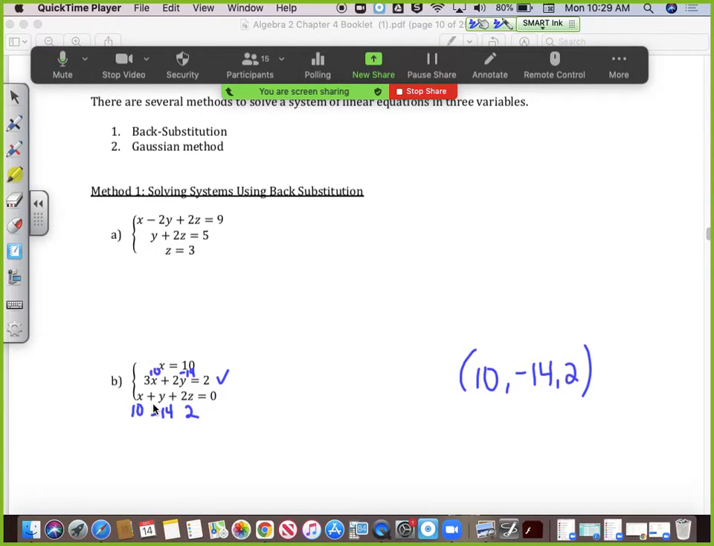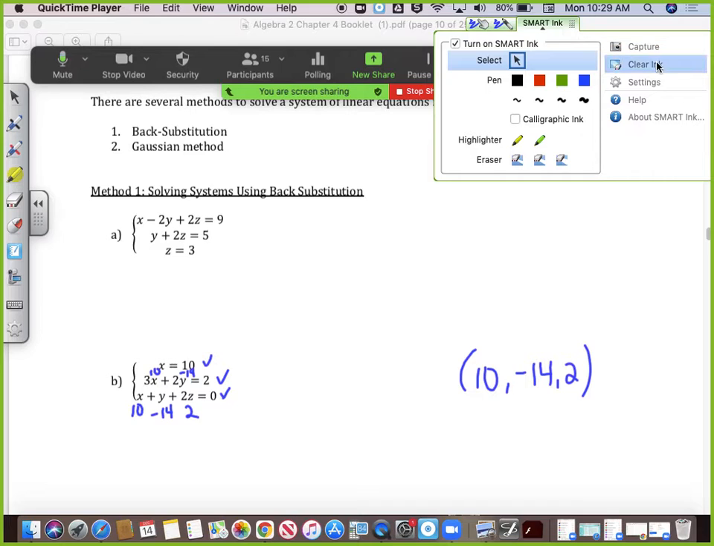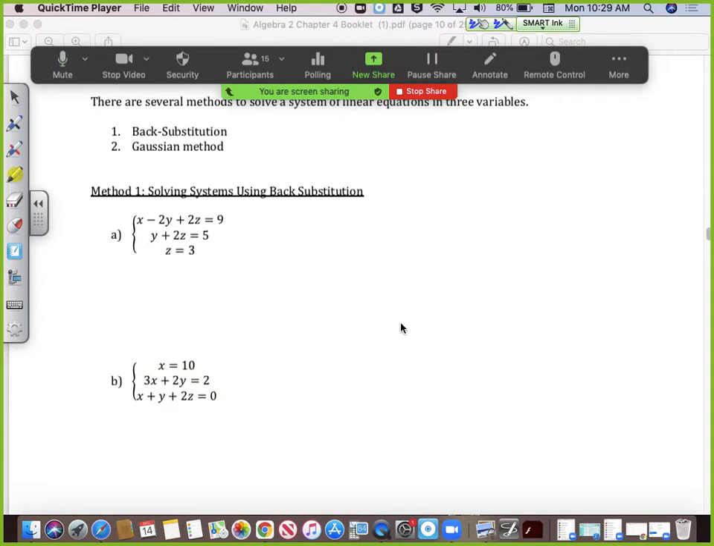10 plus negative 14 is negative 4, and 2 times 2 is 4. Since negative 4 plus 4 is 0, this one works as well, and then this one's just x equals 10. So it works for all three. We know that we can move on confidently that we got the correct answer. It only takes a couple seconds to check your work. I highly suggest doing that before moving on.